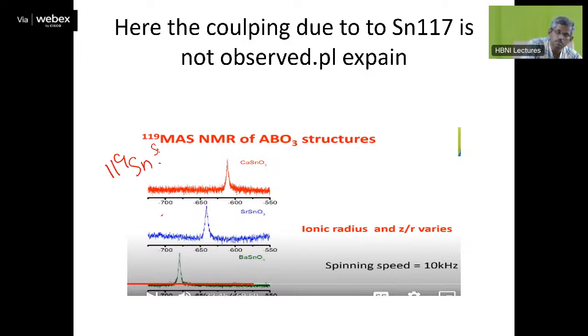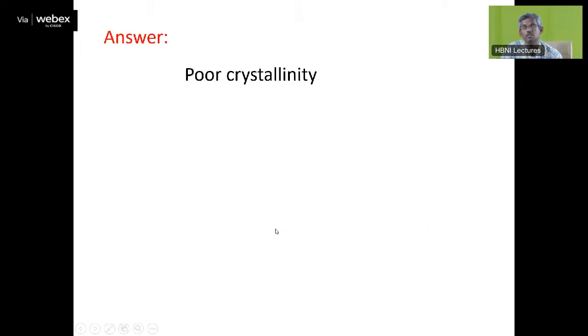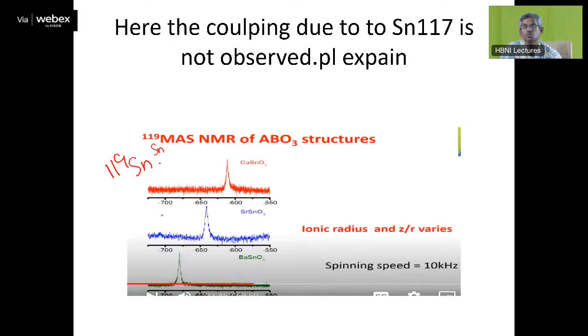Here tin should be written, but I forgot. So this is the 119 tin MAS NMR spectrum of this structure. With poor crystallinity, we are not able to see it. Let me go further. So that is the answer. Poor crystallinity is the answer. I think I am finished with all your queries.